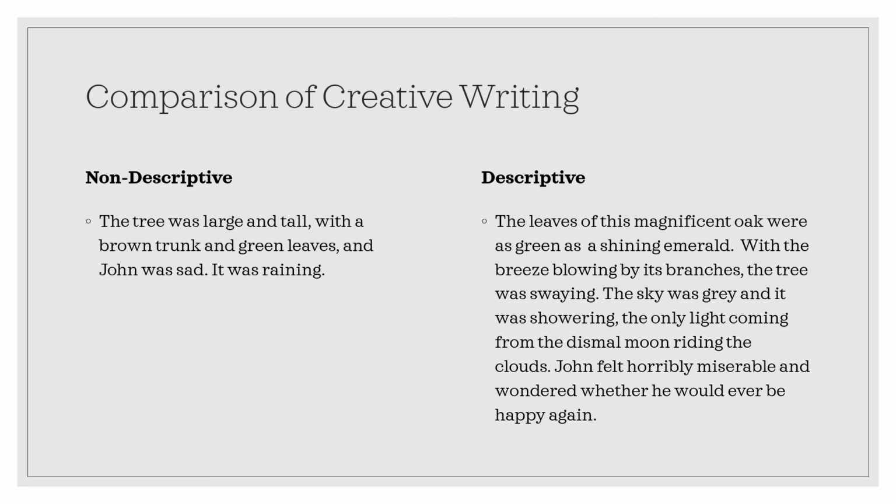And we can also pick out different creative writing descriptive techniques in here. "Breeze blowing by its branches", that is alliteration. And here is "the dismal moon riding the clouds". That's personification. "John felt horribly miserable". That's more advanced vocabulary than sad. Also there is a simile here, "as green as a shining emerald". So this just shows that non-descriptive writing is just not as good as descriptive writing.